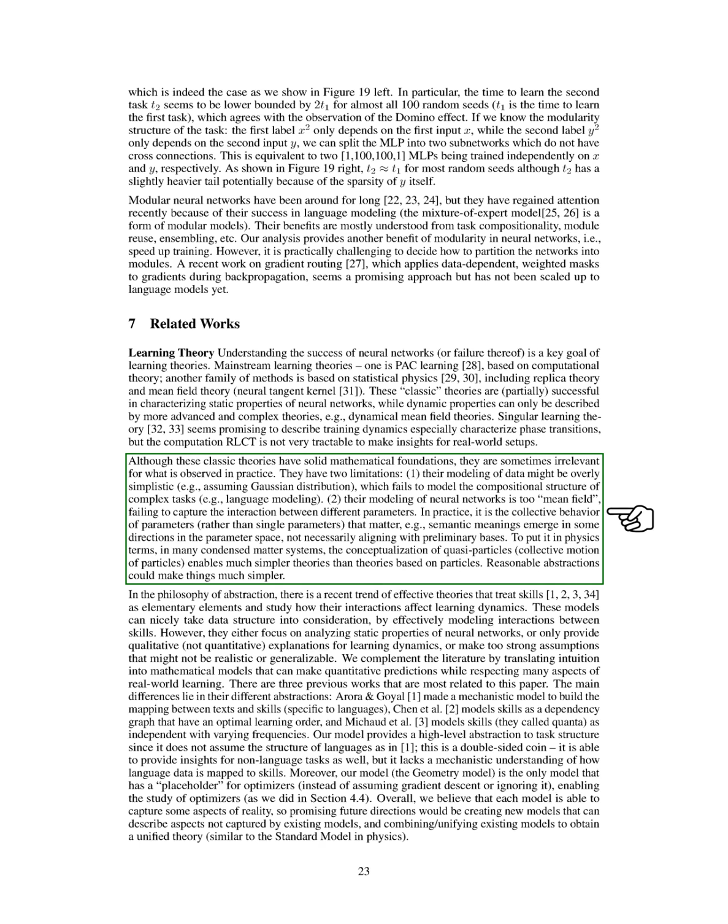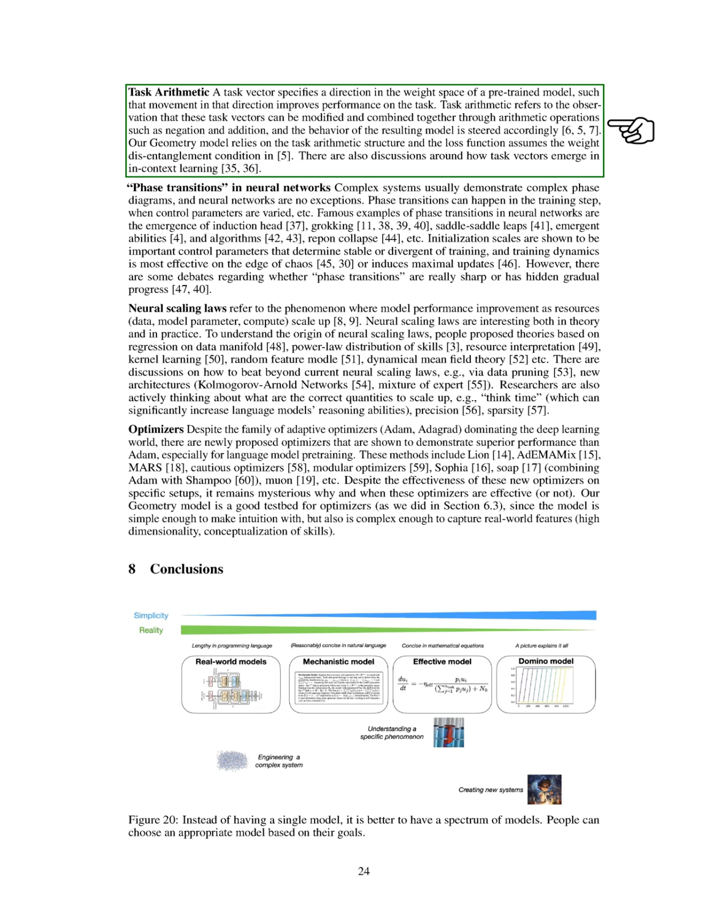In practice, the collective behavior of parameters is what matters, as seen in the emergence of semantic meanings in certain directions of the parameter space. We also discuss task arithmetic, where task vectors can be modified through arithmetic operations, influencing model behavior. Our geometry model relies on this structure and assumes a condition for weight disentanglement.